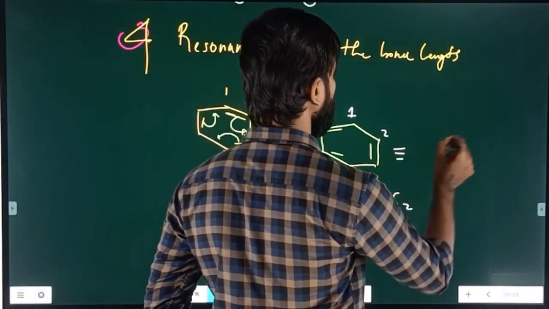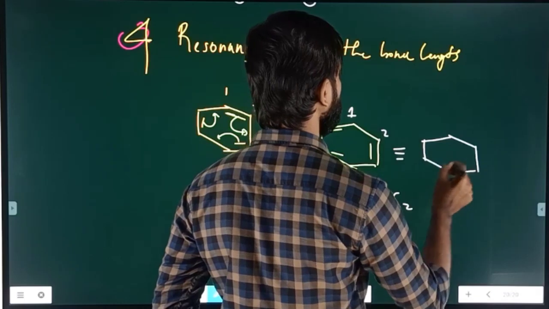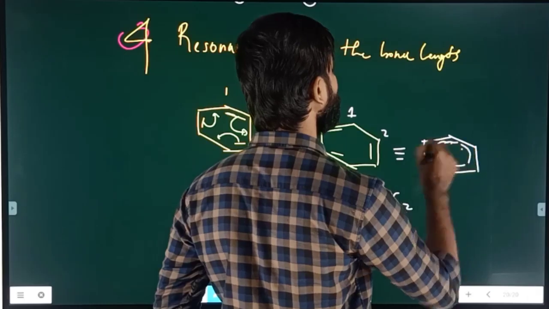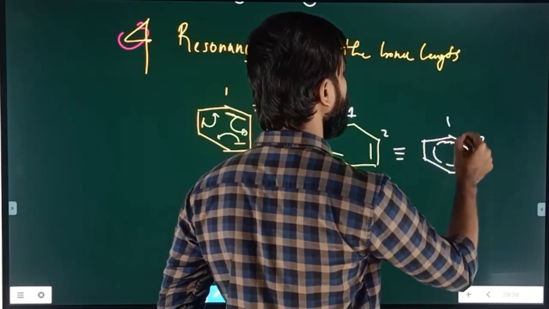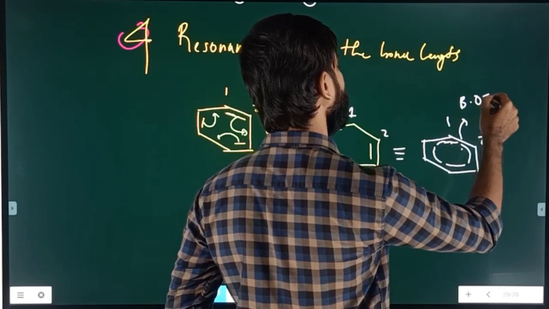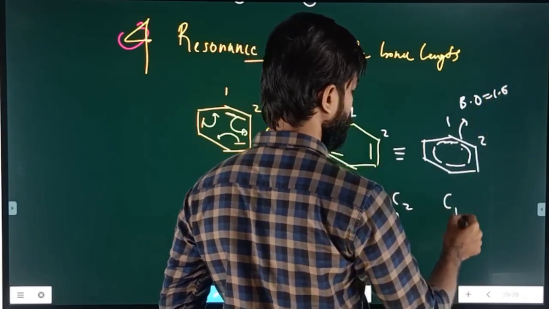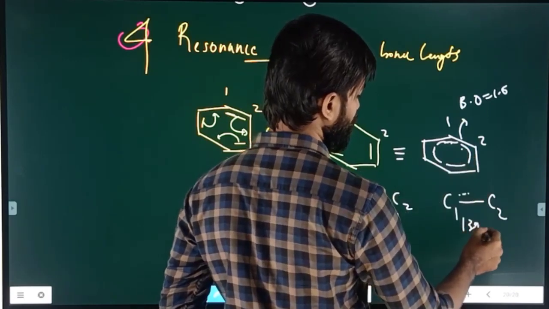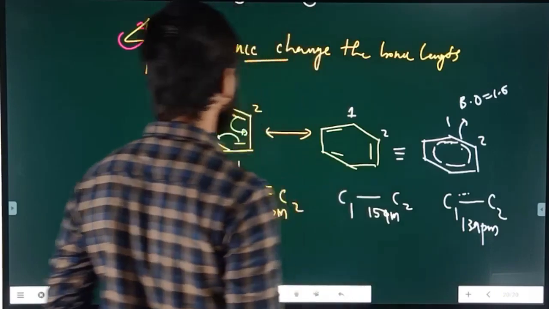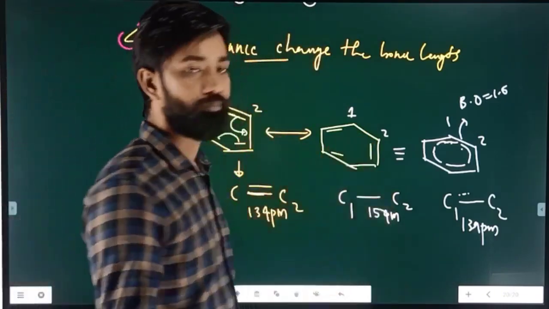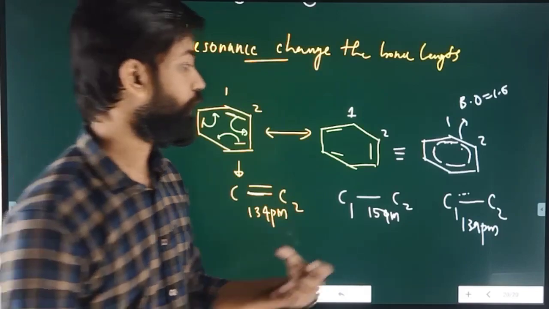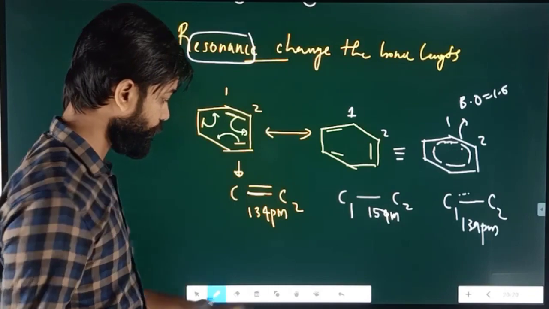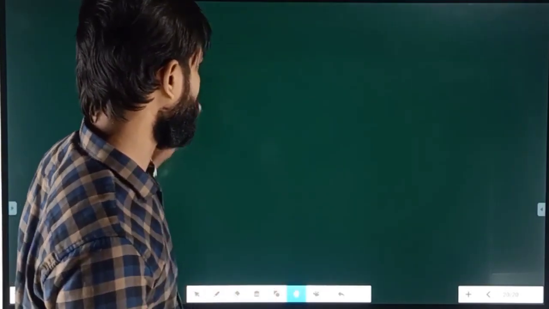But actually, the equivalent hybrid structure of benzene indicates that all carbons have 1.5 bond order. Therefore, C1 and C2 have 1.5 bond order, where the bond length is 139 picometers. So actually, the bond length is not 134 or 154. That is our expectation, but the real one is 139 picometers. How the bond length changes depends on the resonance. Okay. So moving to the next bond parameter.